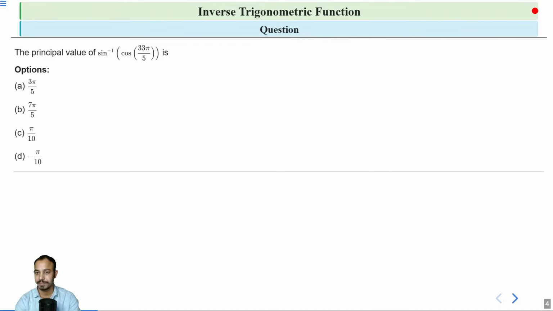Everyone do it and write your answer. Which option is correct here? Are you trying? Write your answer. Which option?